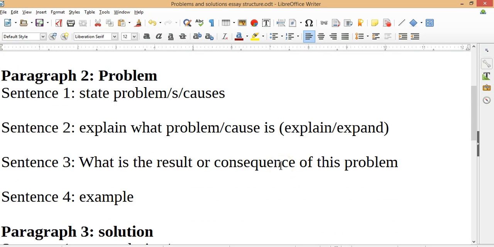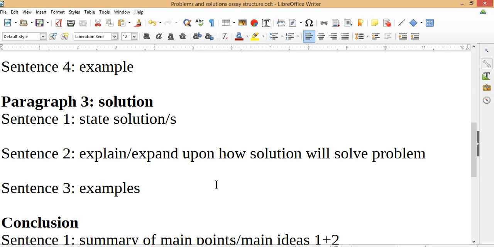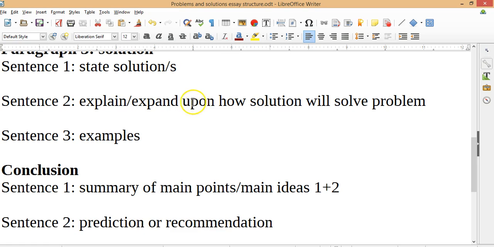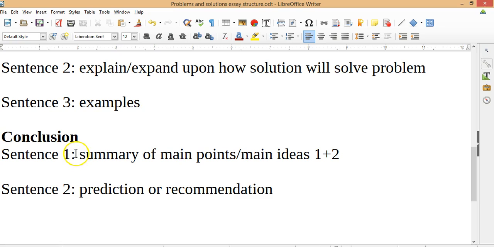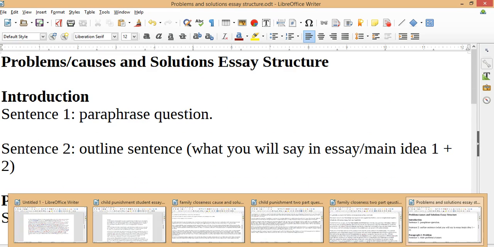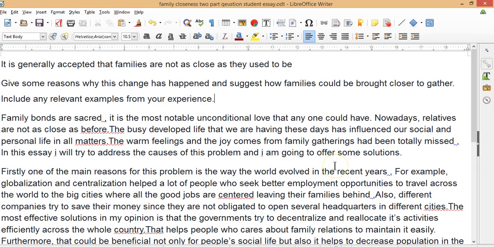Then, in paragraph 2, you say what the problem cause is, explain it, what's the result or consequence, give an example. Paragraph 3, what's the solution? A solution to this is blah blah blah. This will solve the problem by doing this, and then an example. Then the conclusion: sentence 1, a summary of your main points. Sentence 2, a prediction or recommendation if you've got time, if you can actually think of anything. So let's have a look at this student's version, and we'll see.